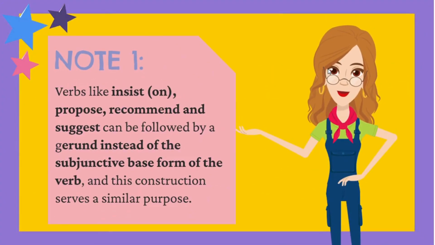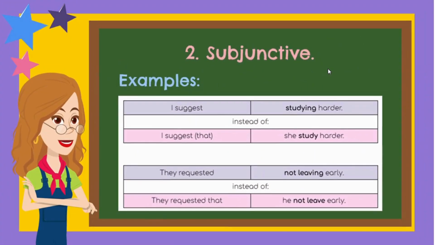We have a little reminder here, and it says verbs like insist on, propose, recommend, and suggest can be followed by a gerund instead of the subjunctive base form of the verb, and this construction serves a similar purpose. Here we have an example using the sentences from before. Using the gerund, it could be: I suggest studying harder instead of I suggest she study harder. And: they requested not leaving early instead of they requested that he not leave early.